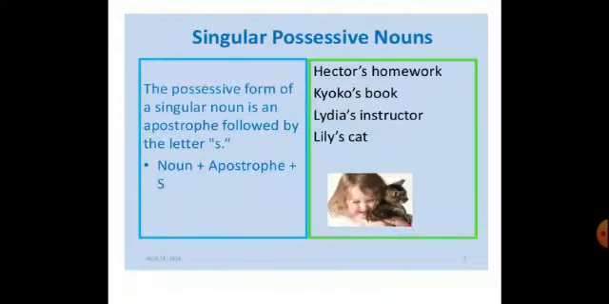Singular possessive nouns. Now, in detail, you will find that the possessive form of a singular noun is an apostrophe followed by the letter S: noun plus apostrophe plus S. Like here in the example, I have one lady that has a cat. So I say Hector's homework, Kyoko's book, Lydia's instructor, Lily's cat. So the cat of Lily, this is the meaning of it, the instructor of Lydia. That's why I put apostrophe S. So that's called a singular possessive noun.